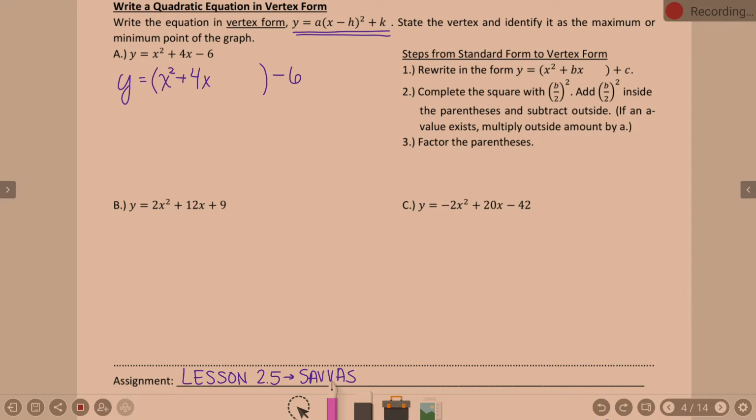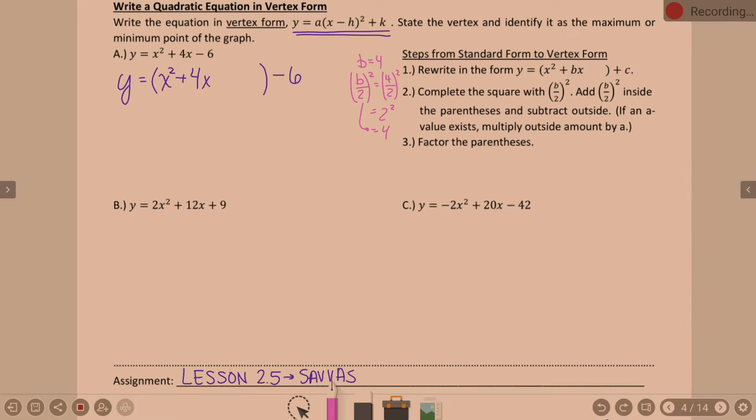Now, I need to pause and figure out what b is, don't I? What is my b value? 4. B is 4. And if b is 4, what do we know? B over 2 squared, so 4 divided by 2 is 2, and 2 squared is 4. Okay. Now, when we're completing the square and solving the problem, it's add 4 on both sides, right?